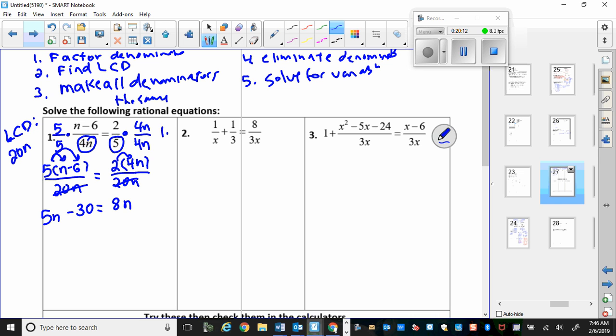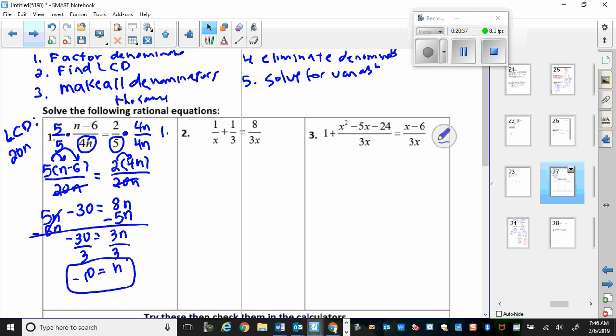Now, we want to make sure n's are on the same side. So we're going to subtract 5n on both sides. Negative 30 comes down, equals 3n. Divide both sides by 3, and n equals negative 10. There's my answer.